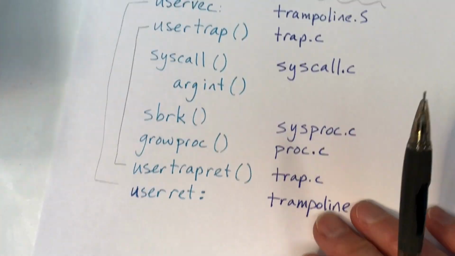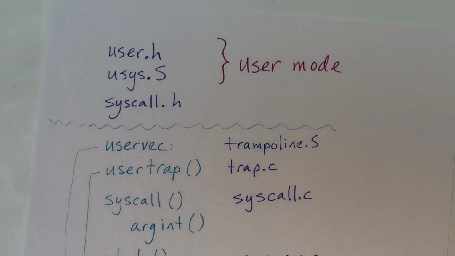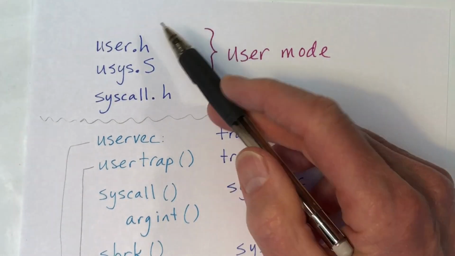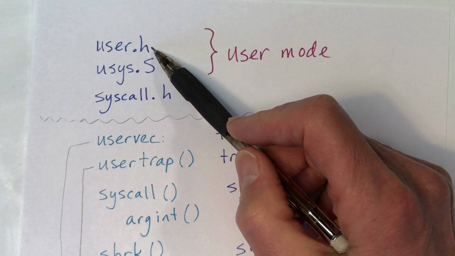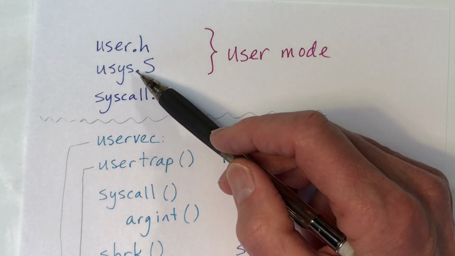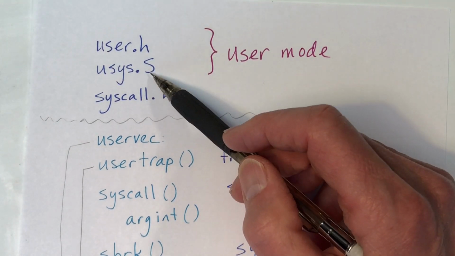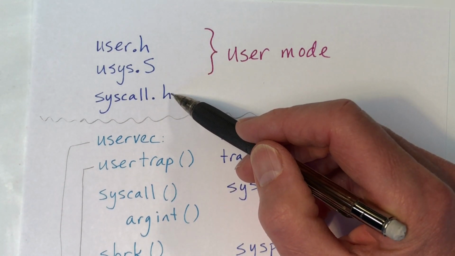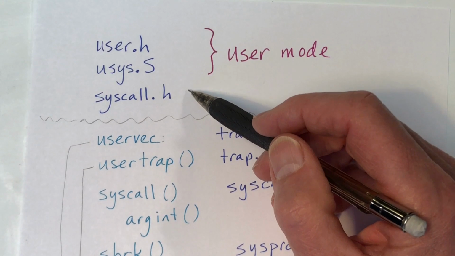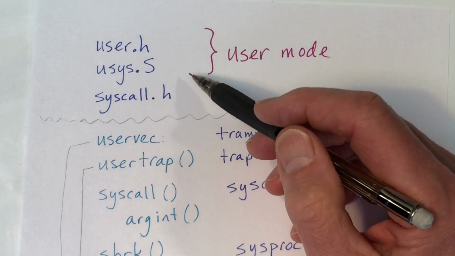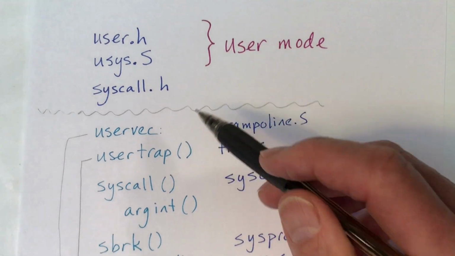Here are the functions and files that we'll be discussing in this video. Every user mode program that wants to make a system call will need to include this user.h file. And we have a number of assembly code functions in usys.S that are run in user mode. The definitions in syscall.h are used both by the user mode code and by the kernel code. So this file is shared between both user mode and kernel code.